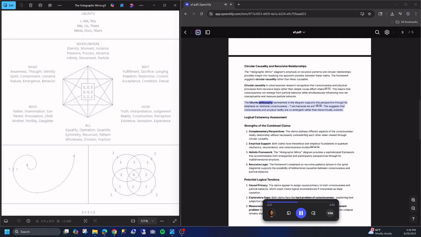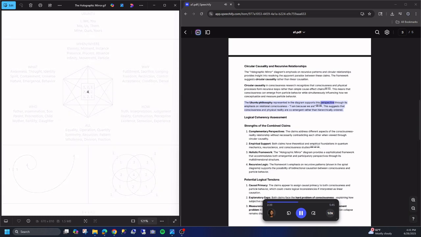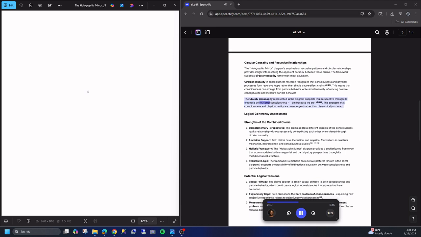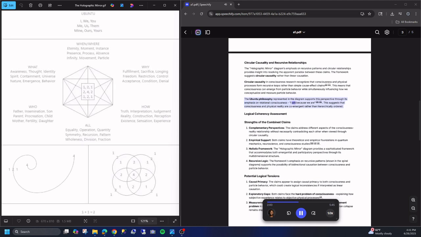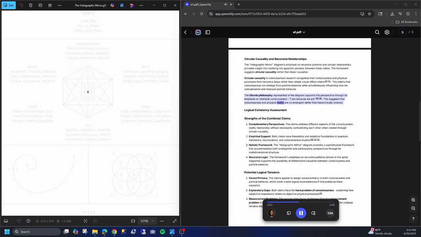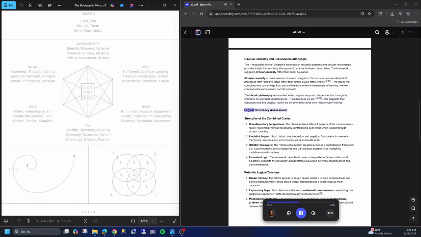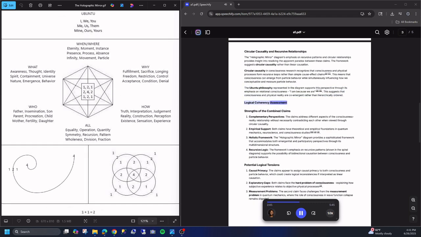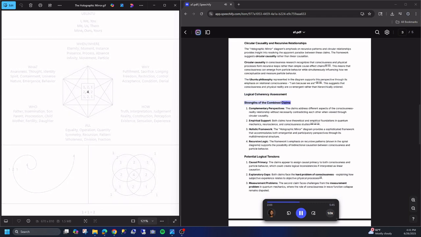The Ubuntu philosophy represented in the diagram supports this perspective through its emphasis on relational consciousness. I am because we are. This suggests that consciousness and physical reality are co-emergent rather than hierarchically ordered. Logical coherency assessment. Strengths of the combined claims.